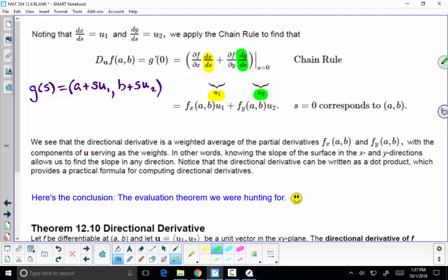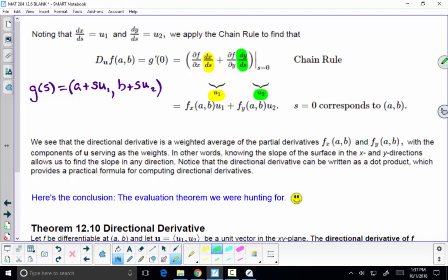So when we differentiate, first we're going to take the derivative with respect to x, or the partial with respect to x, and then multiply that times dx ds. And then we take the partial with respect to y, that's f sub y, and then multiply that by dy ds. So that's just the regular chain rule that we did in 12.5.